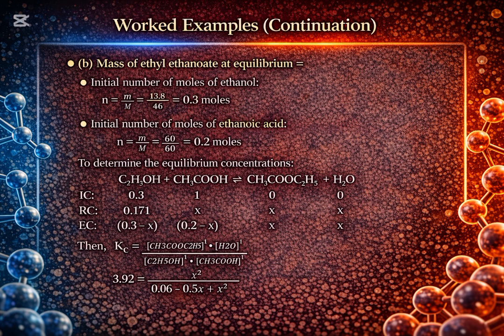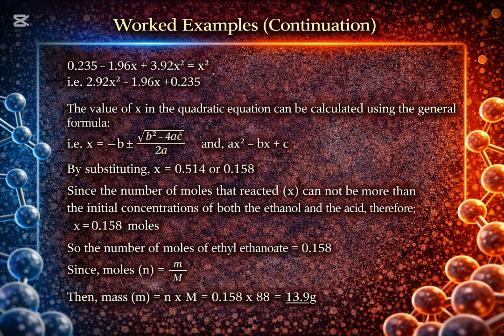The 3.92 is our Kc gotten from question 3a, because it was stated under the same condition. So we are using the same condition for B. 3.92 is equal to X squared over 0.06 minus 0.5X plus X squared. Then you will do what is called cross multiplication in order for us to get a quadratic equation. And after all, the equation becomes 2.92 X squared minus 1.96 X plus 0.235.